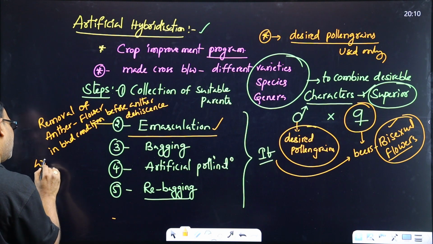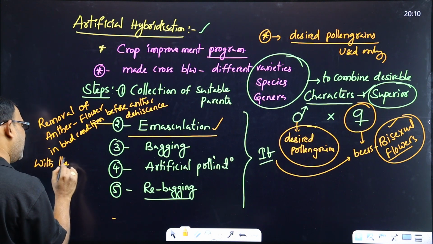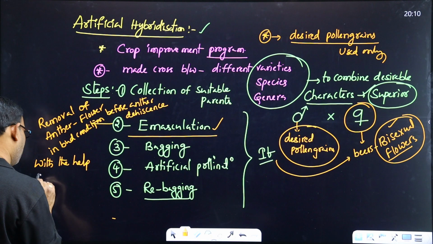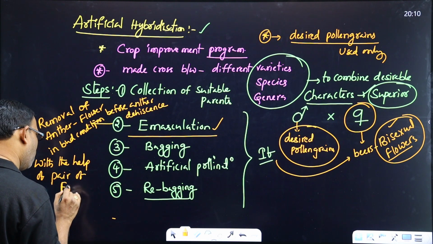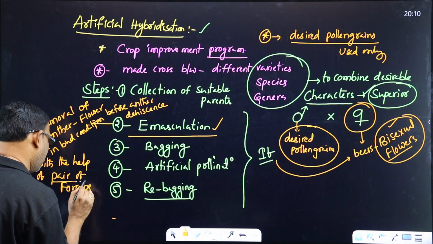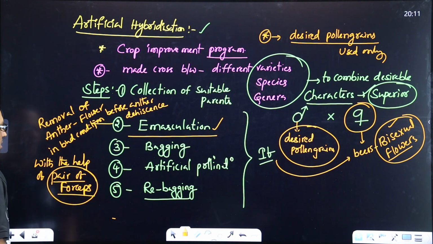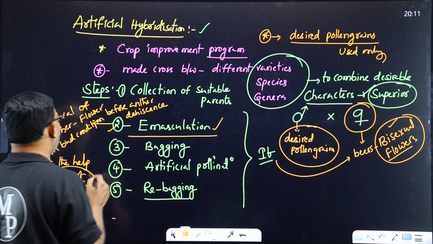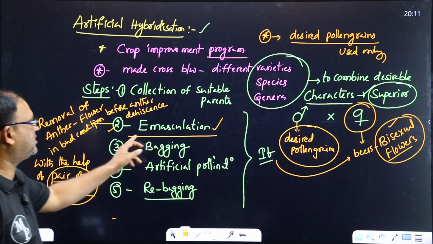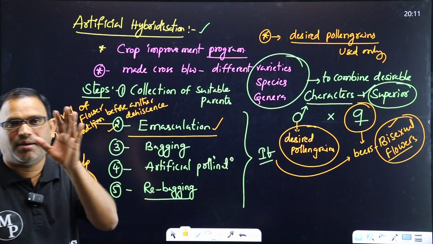With the help of what? Very, very important. With the help of a pair of forceps. Pair of forceps ని యూజ్ చేస్తా. Now what happens? So the removal of the anthers takes place. This technique is called as what?